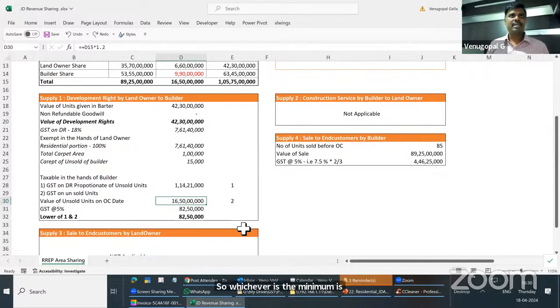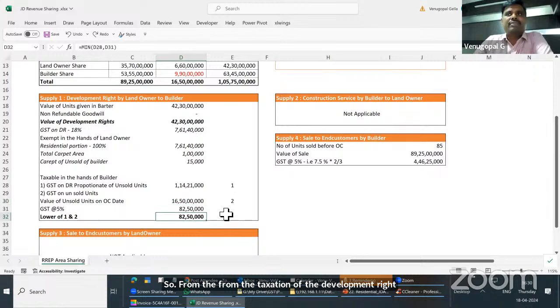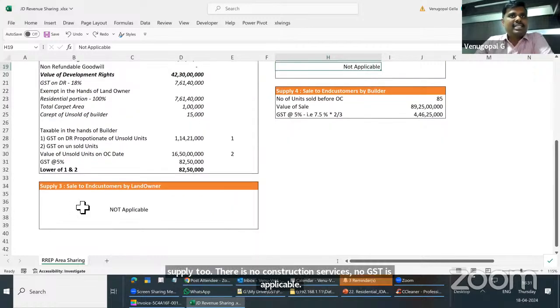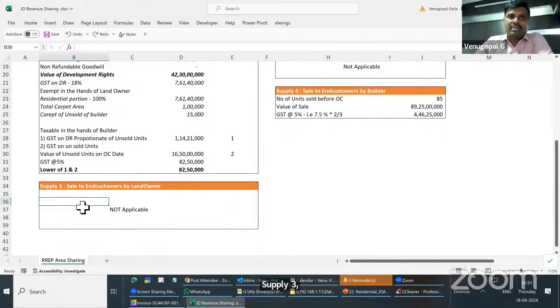Now let's just keep it as such. So from the taxation of the development right perspective, he would be paying the lower of 1 and 2, 82 lakh 50,000. Supply 2, which is construction services otherwise provided by the builder to the landowner, this being a revenue share, there is no construction services, so no GST is applicable. Supply 3, sale to end customer by landowner, which we have seen under area sharing, even this is not applicable.